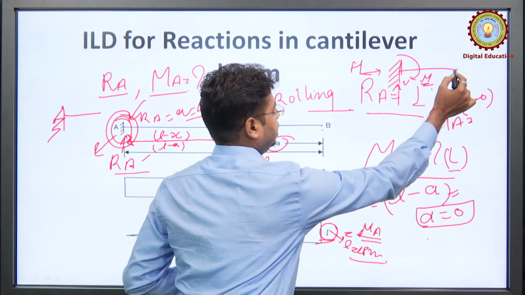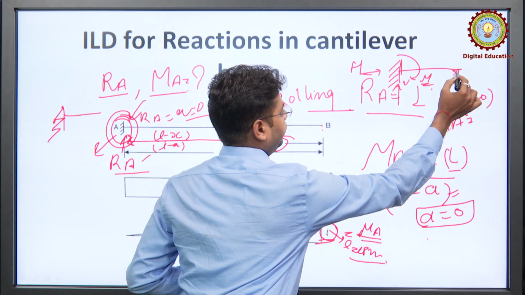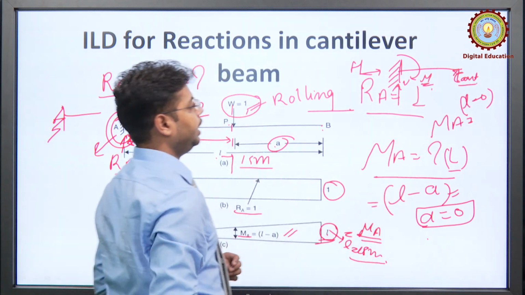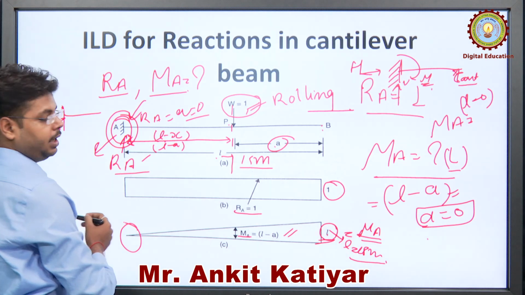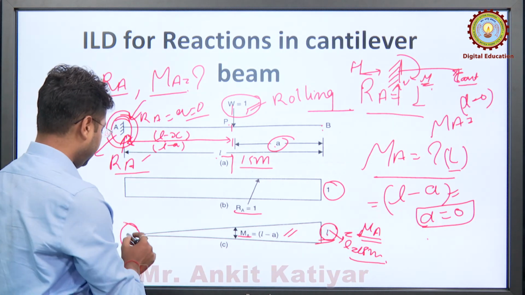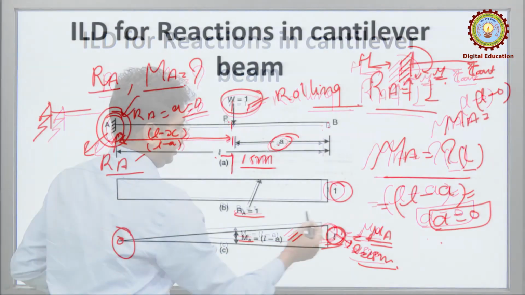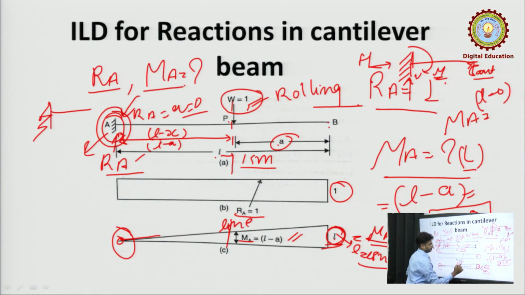If this is a cantilever beam, the moment at the fixed support is 0. Because of that, here the influence line is at the 0 point, and here it is L. The variation will be linear. This is how we can calculate the ILD for reaction in a cantilever beam.